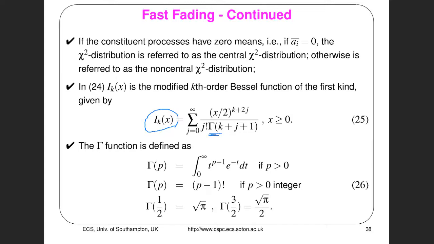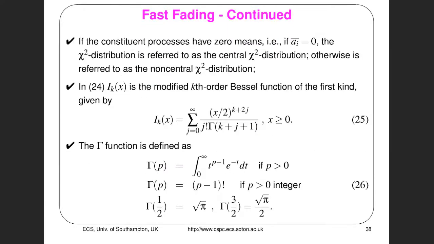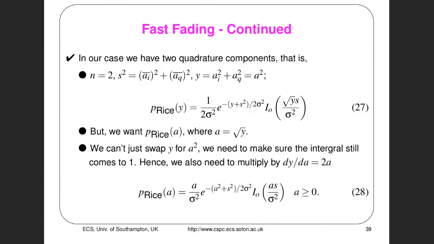From 24 to 26, you are not required to remember the details, but it's really important to understand why we introduce chi-square distribution here, and also what this PDF is a function of, and the meaning of I. For the fast fading amplitude, we have only two Gaussian distributed variables, so it is a special case of chi-square distribution. It's called Rician distribution.